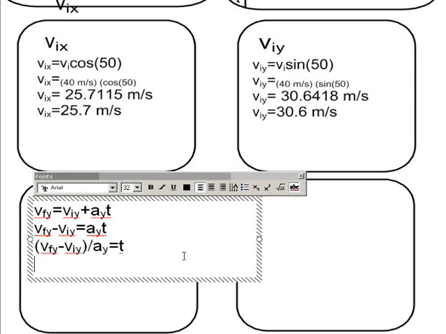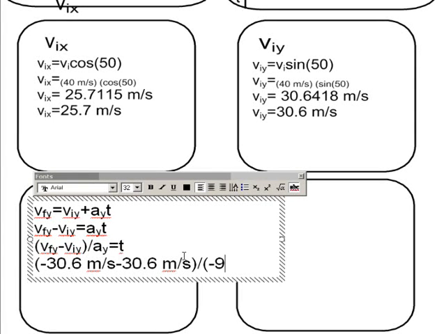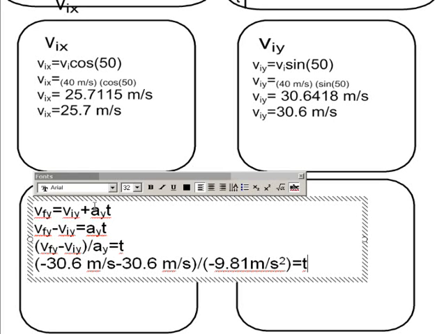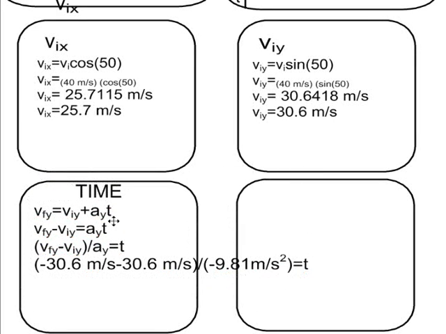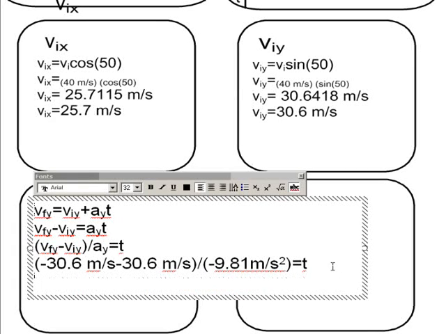So therefore I'm going to replace VFY with a negative 30.6 meters per second. Okay, negative 30.6 meters per second. And that's because on the way down, the V final in the y direction is going to be the opposite of the VI. So here I have negative 30.6 meters per second minus 30.6 meters per second, which was my VIY. And then I'm going to divide that whole thing by negative 9.8 meters per second squared. And that'll give me an answer of time. And the time is going to be equal to, I believe, 6.24 seconds.